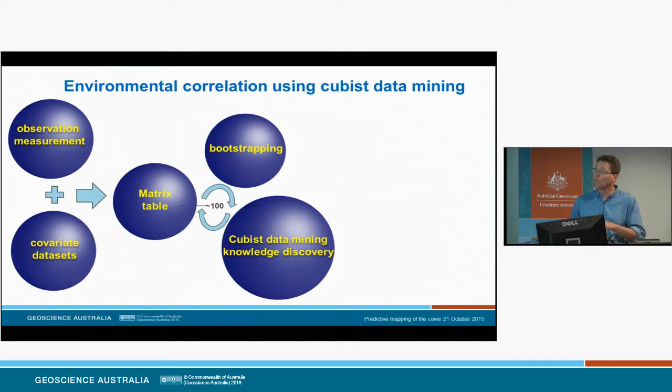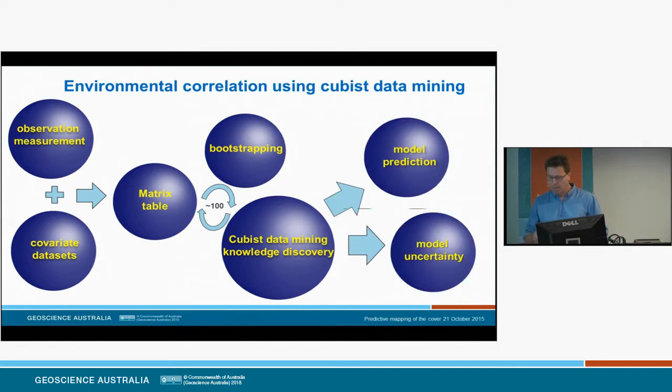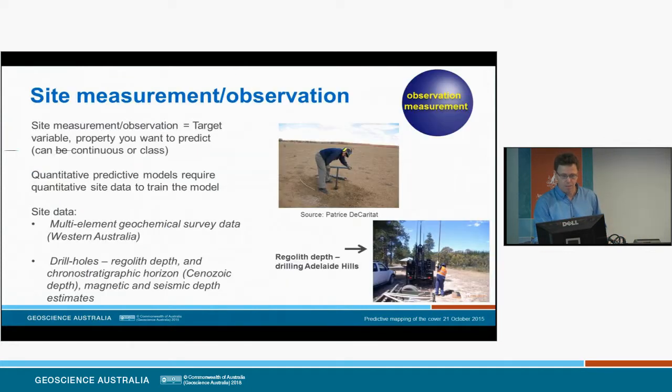It's not a black box, it's actually quite transparent. You can see how it works, and there's a very high degree of knowledge discovery component in it, and I'll illustrate this in the talk. But you don't run the model once, you run it many, many times, and I'll explain why. And then this is actually trying to find correlations between those two things. From that you generate a predictive model and you generate model uncertainties. So let's go through that one by one.